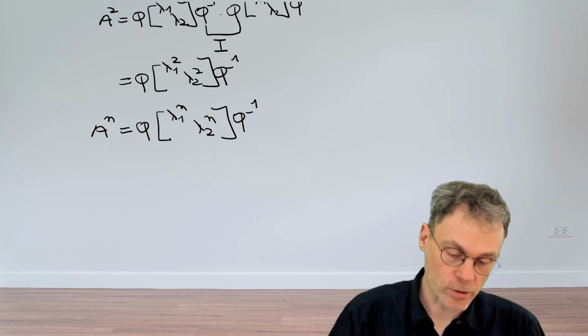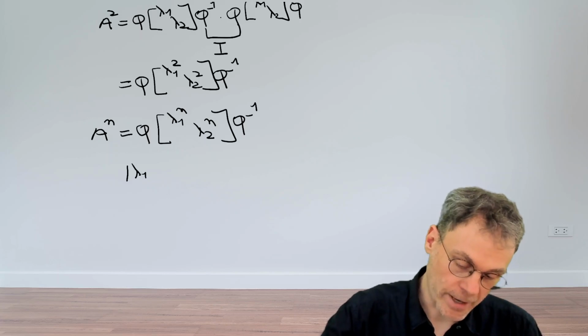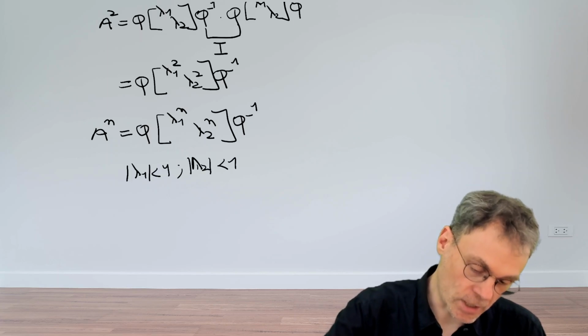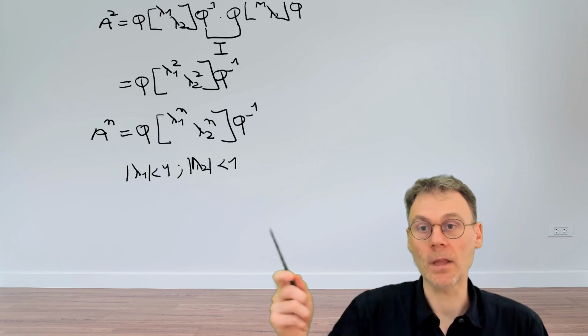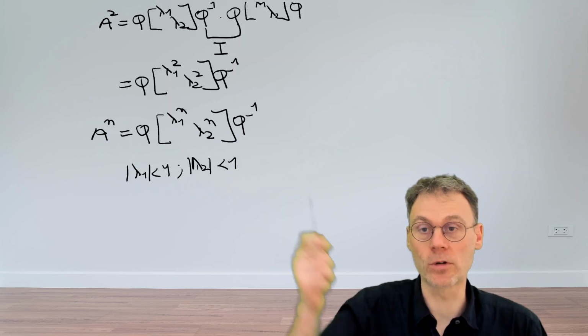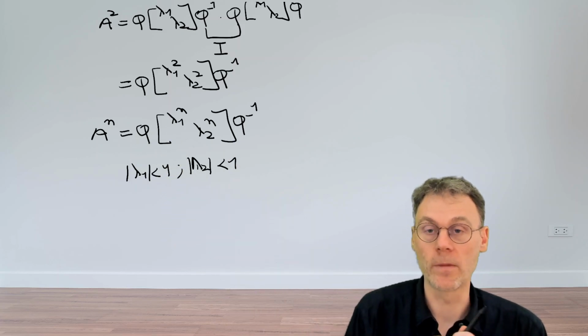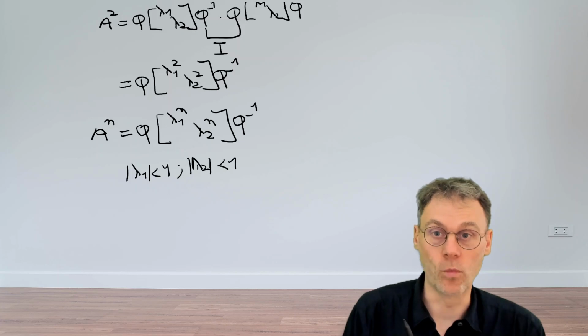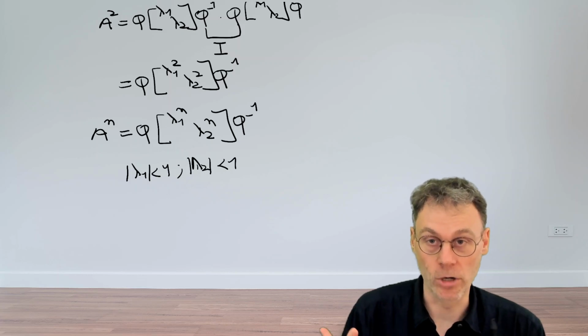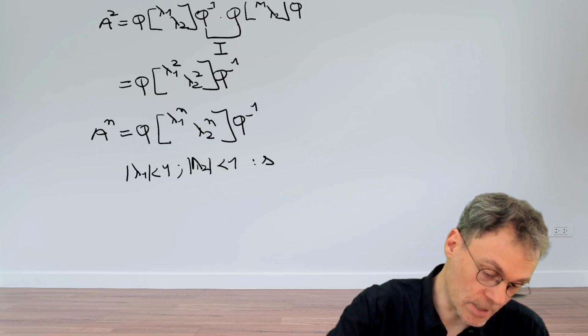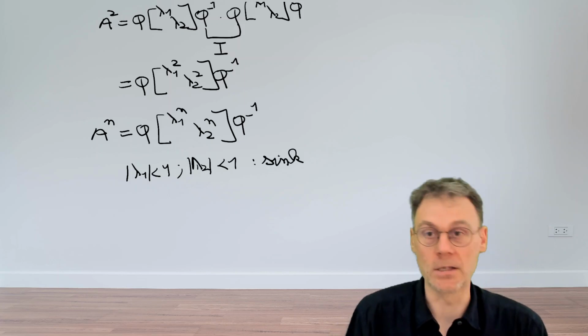First of all, if you are in a situation where the magnitude of these eigenvalues is strictly smaller than 1, and you take the limit of n going towards infinity, the elements of this diagonal matrix here will go towards 0. This means that the orbit will end up in the origin again, which was our fixed point. In this case, it means that we have a stable situation, we have a sink.